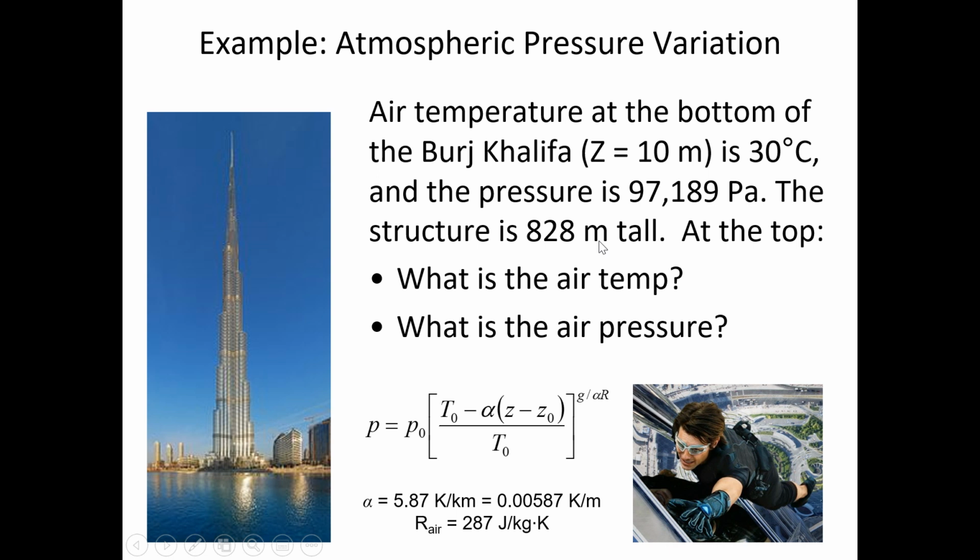So what I'm saying is, let's find out using these methods, if you assume that the temperature at the base of the building is 30 degrees Celsius, and we have 97,189 pascals. Atmospheric pressure can change from day to day. It's not always 101,325 pascals at sea level. So let's say today, on the day of this example, the pressure at the base of the Burj Khalifa is 97,189 pascals. What would be the air temperature and the air pressure at the top?